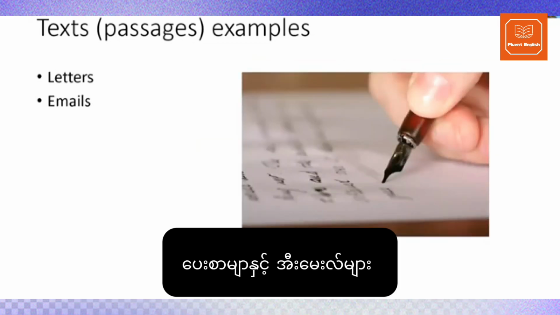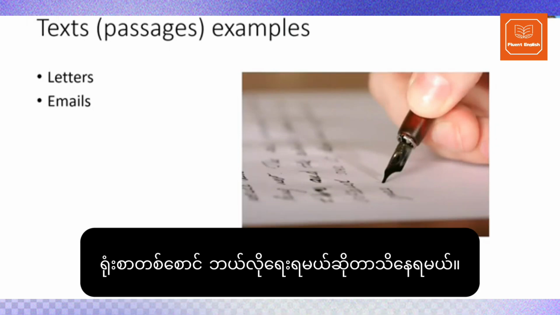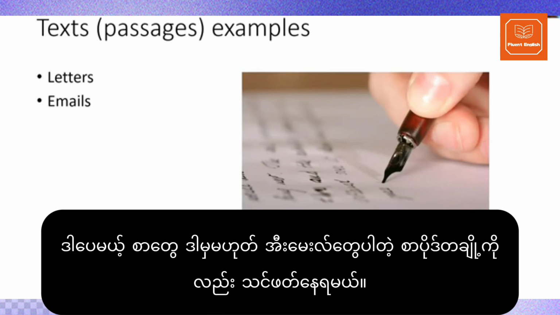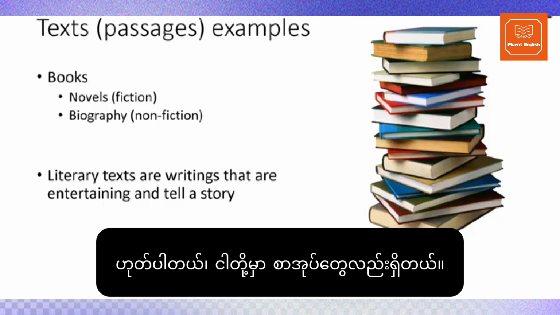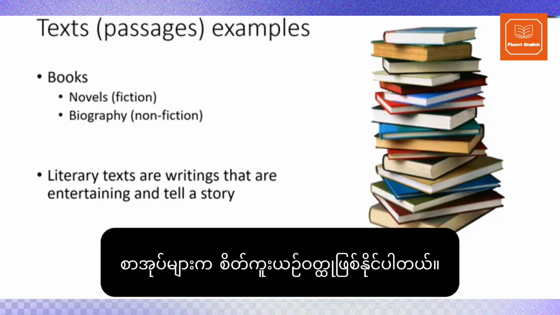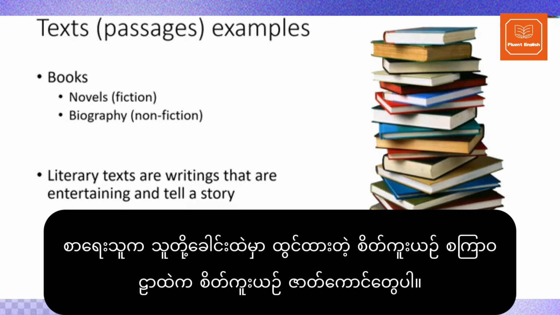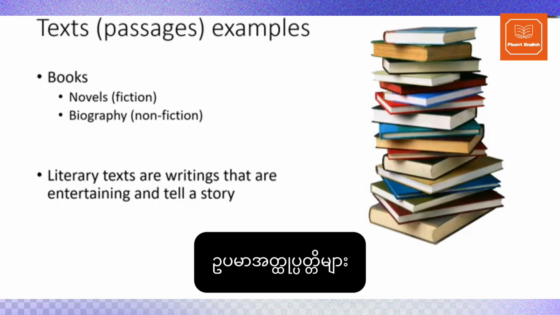Letters and emails. Now these are important for more academic writing, knowing how to write a formal letter or a formal email. So this kind of ties into your writing, but you will also be reading some passages that are letters or emails. Of course, we also have books. Books can be novels, which are fiction, fictional characters in a fake universe that the author thought up in their head. And then we also have non-fiction books, for example, biographies.